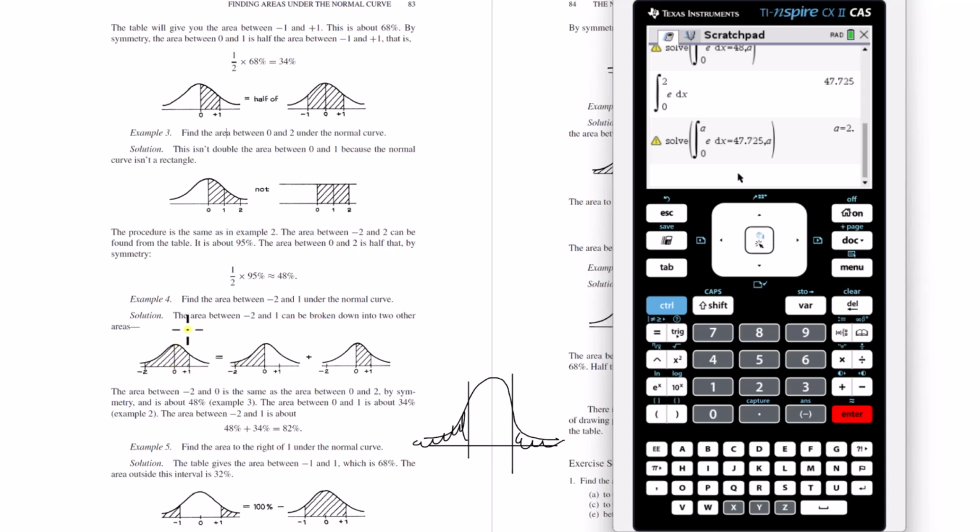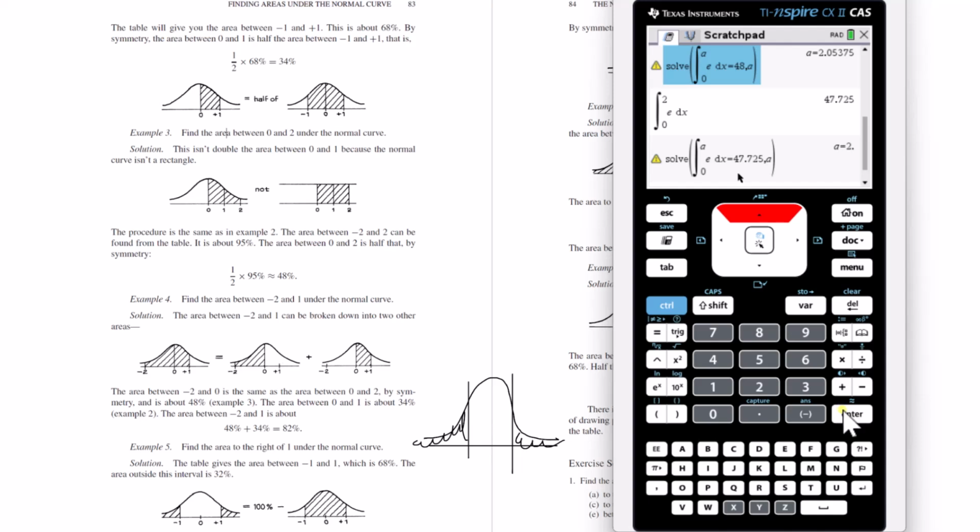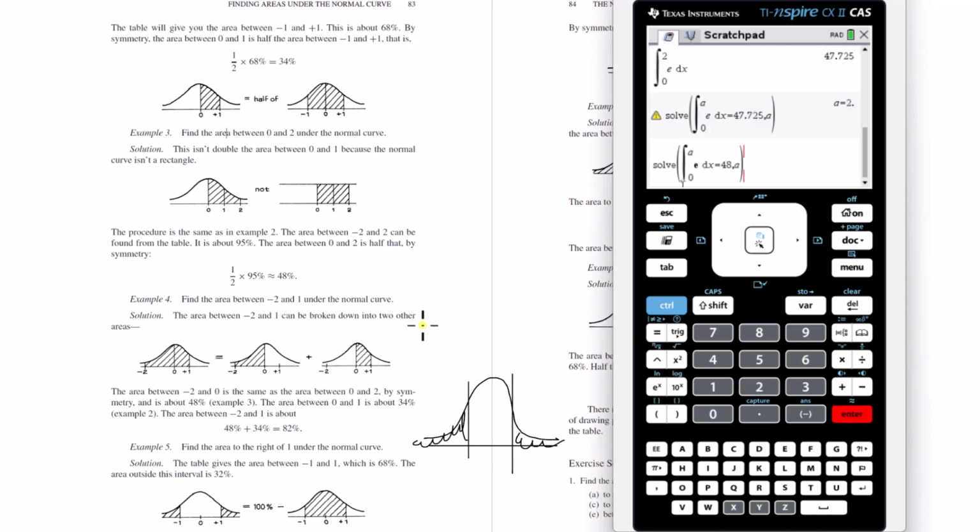Let's look here. The area between minus 2 and 1. But let's assume you know one of the numbers. You know either minus 2 and you don't know the upper limit, or you know 1 and you don't know the lower limit. Okay, so all right, the area is 82%. Let's say you don't know the lower limit, but you know the upper limit. So you put 1 here and you put a here. There it is, minus 2. It gives you the lower limit, and you could do the same thing in reverse.